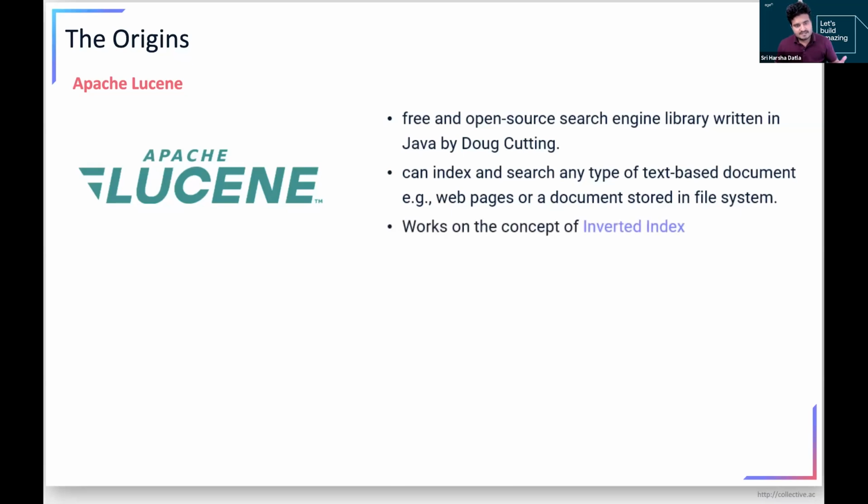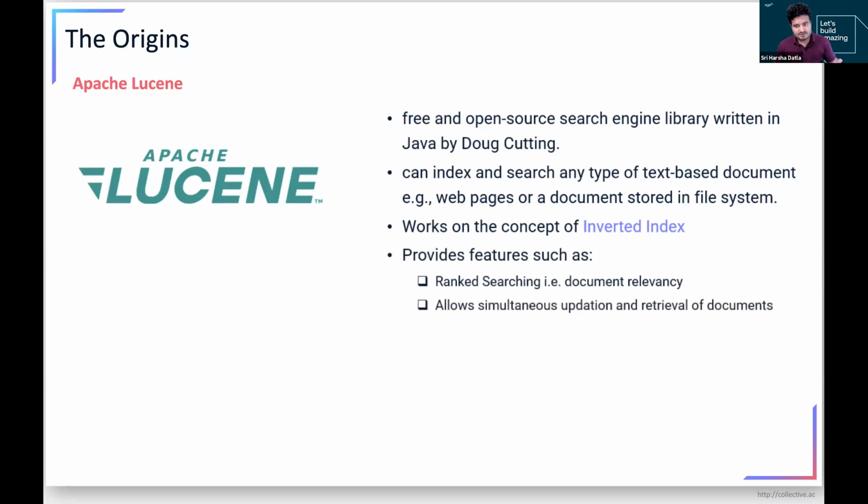This Apache Lucene mainly works on something called an inverted index, and we're going to hear that term a lot whenever we talk about the internals of Elasticsearch. So have that term registered in your mind. Some of the major features of Apache Lucene are that it provides ranked searching, or the relevancy of a document, and also atomic updates and retrieving of the documents.